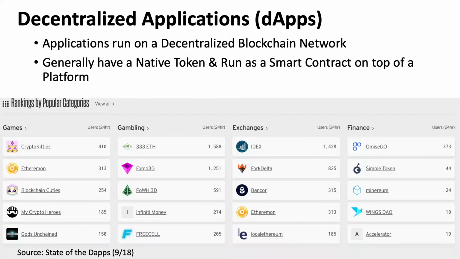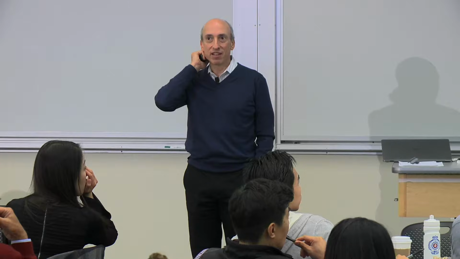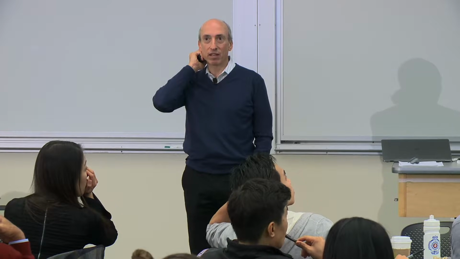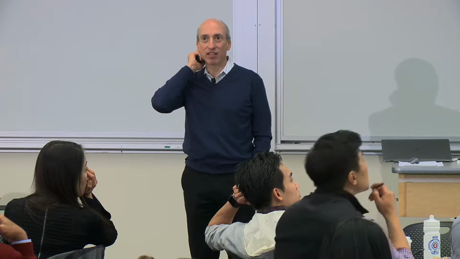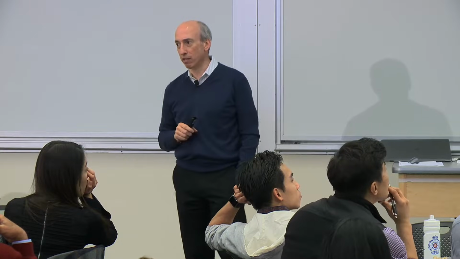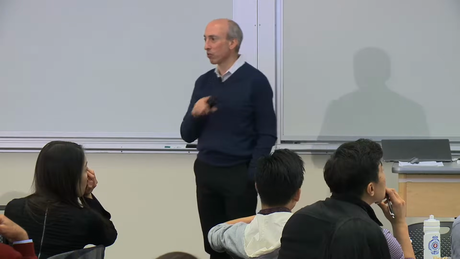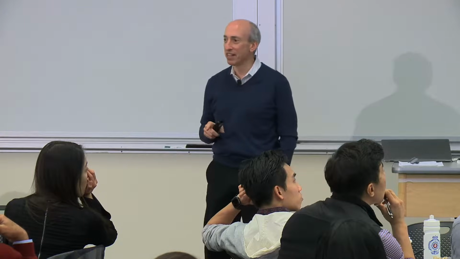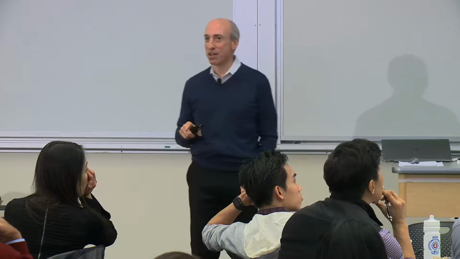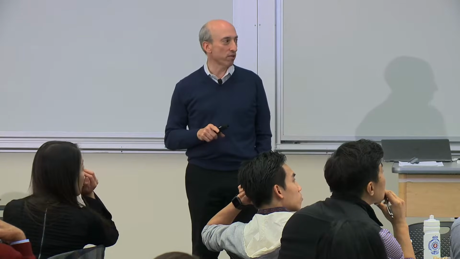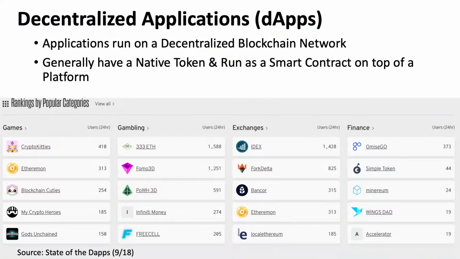This is a list that I pulled off the internet yesterday, similar to your reading. These are the actual DApps that are working the highest: gaming, gambling, exchanges, and finance. The most active DApp is a gambling site that only has 1,500 users a day. In the last 24 hours, I pulled this down yesterday, so that was a Monday, so this would have been Sunday night to Monday night, there were only 1,500 users on the most active gambling site. CryptoKitties, that some of you might know, had 418 users in those 24 hours.